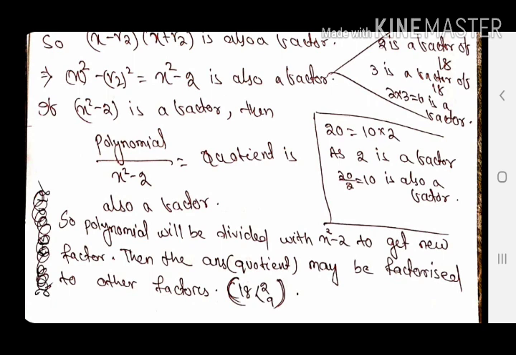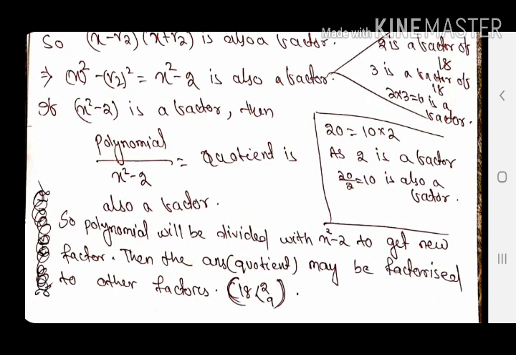On that aspect, x minus root 2 whole into x plus root 2, their product is also a factor. And if we use the formula a plus b into a minus b, it is nothing but a square minus b square. So it is x square minus 2. So it is also a factor. So till now two zeros are given, root 2 and minus root 2.